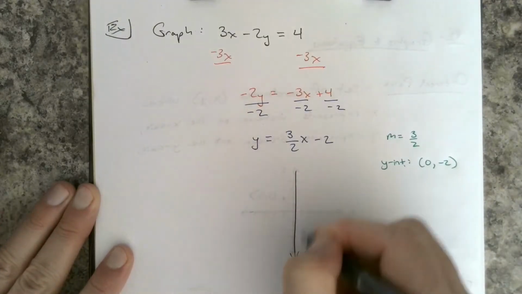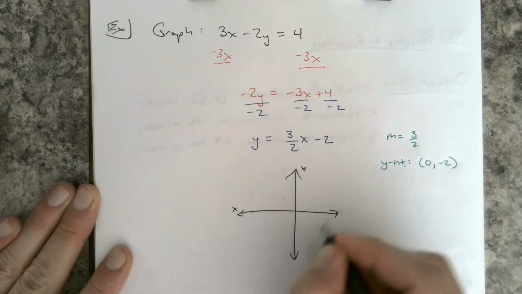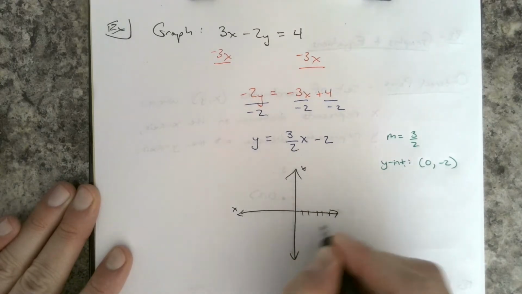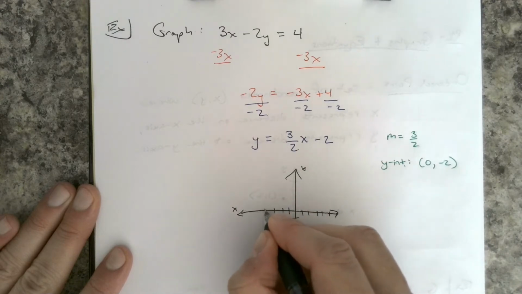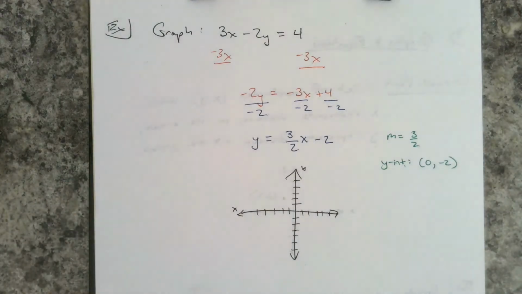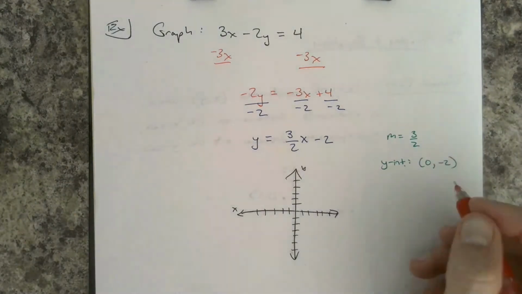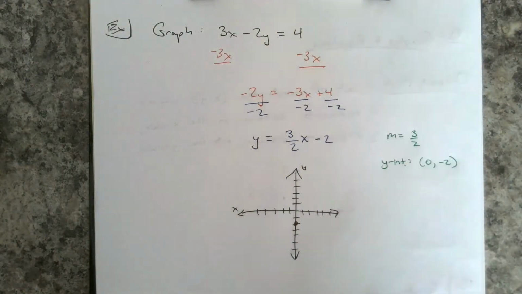I will draw myself an x and y axis here. So here's x, here's y. 1, 2, 3, 4, 5 on each side of each axis. And remember how you graph. You first plot your y-intercept. In this case, it's 0, negative 2. That's negative 2 on the y-axis. It shouldn't be hard to find that.